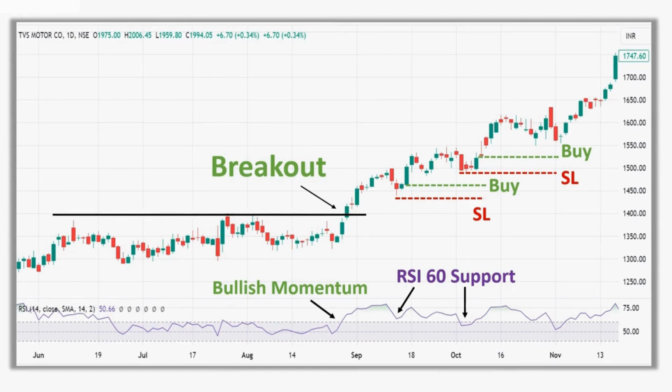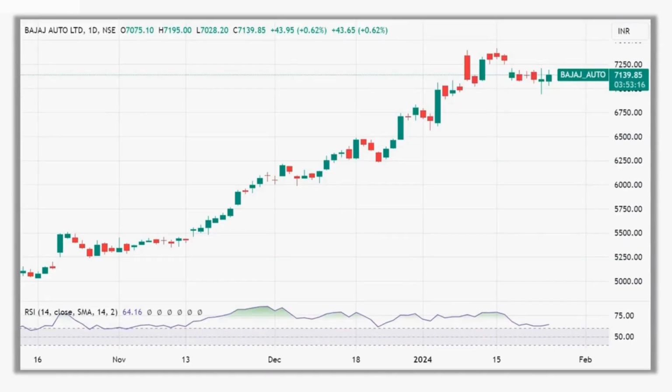Alright, so let me quickly show you one more example, which is Bajaj Auto. And here you can see the RSI was above 60. That means there is bullish momentum in the market. And when the price crosses this resistance, we can buy the stock.